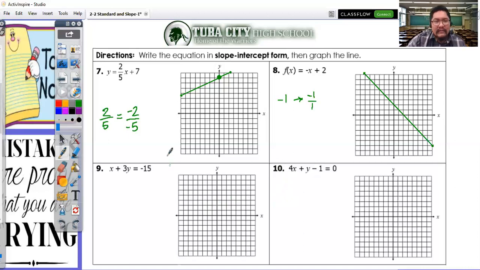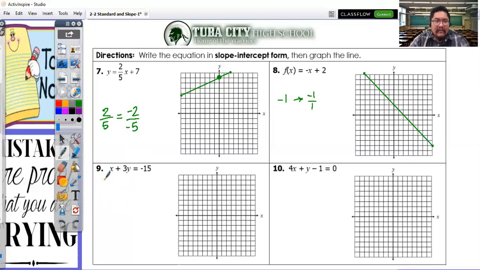Okay, now let's do this one here. So let's see, x plus 3y equals -15. So we're going to have to make this look like y equals mx plus b. Now you can graph this using standard form. It can be graphed, but well, it says in the directions. So anytime you got to work on something, work on the directions.